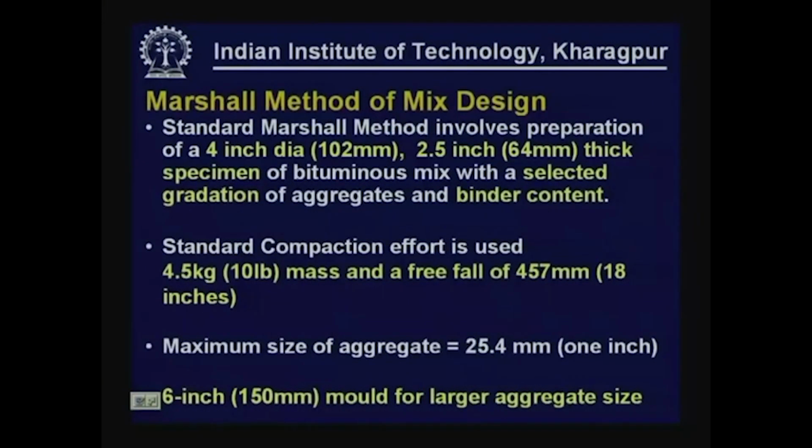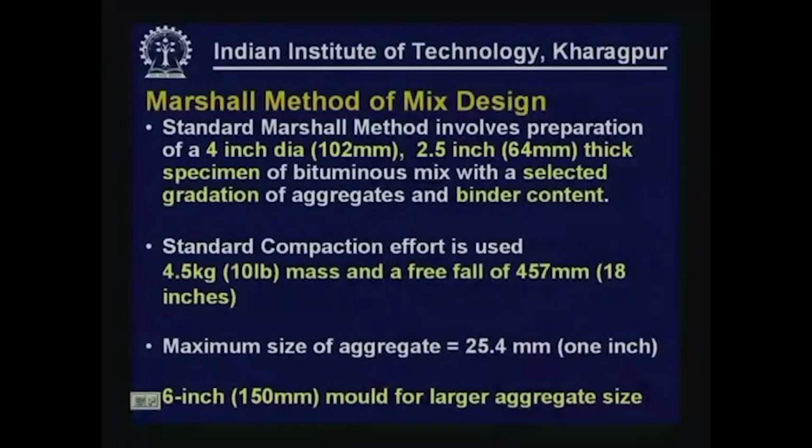The standard Marshall method involves preparing a 4-inch diameter specimen, 102 millimeter diameter, and 2.5 inch height or thick specimen, which is approximately 64 millimeter height, of bituminous mix with a selected gradation of aggregates and a binder content. We already discussed we are going to select an aggregate gradation and also binder type and then certain binder content. So, with this combination, with the compaction effort that we adopt, we should be able to produce a 4-inch diameter specimen having a height of about 2.5 inches.